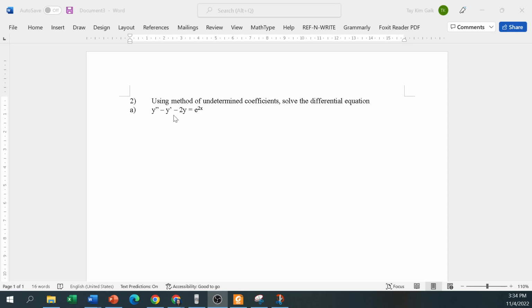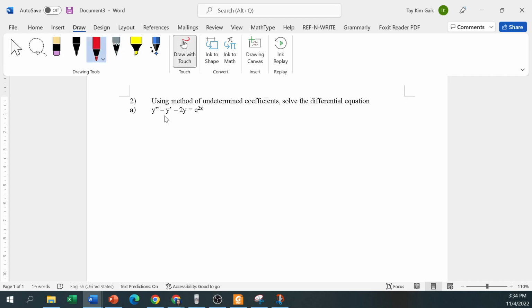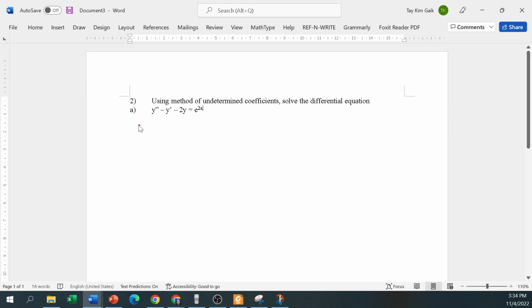So this is the non-homogeneous equation because the right hand side is not 0. To solve this one, first step you solve for your homogeneous. Step 1, find the homogeneous solution, which we label as yC. To find yC, we let the non-homogeneous equation become a homogeneous equation first by letting the right hand side equal to 0.